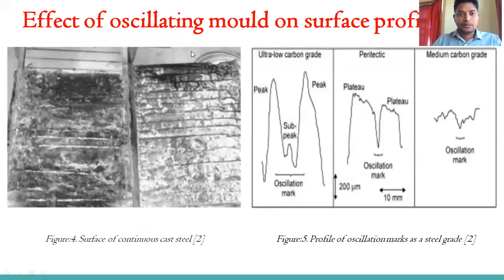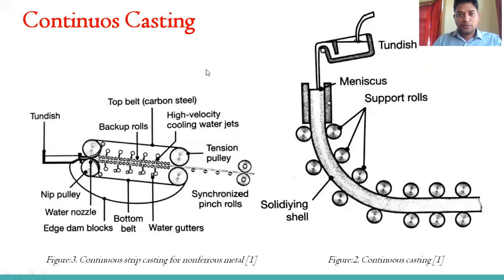Next is the effect of the oscillation mold. If you look at this figure, these are the rolls. As I said, we are not using a separate mechanism to pull it out; because of these contacts only, it is moving forward. As it moves forward, and as I said, the thickness is very small compared with the width and the length, so it starts oscillating.